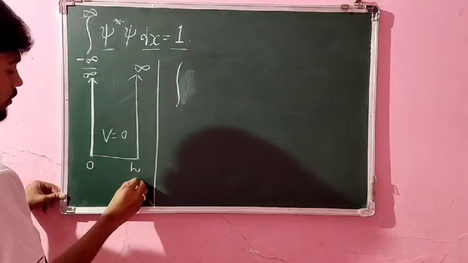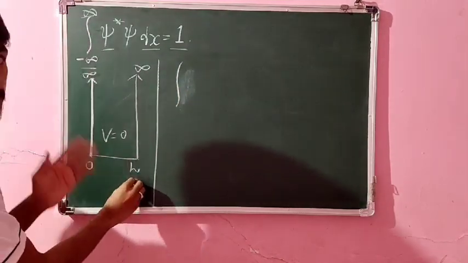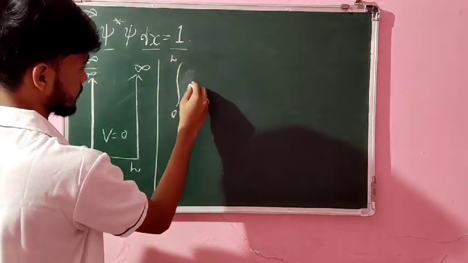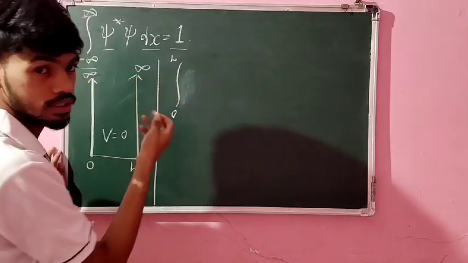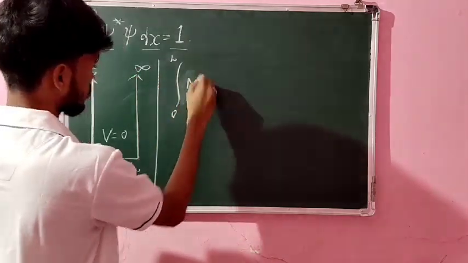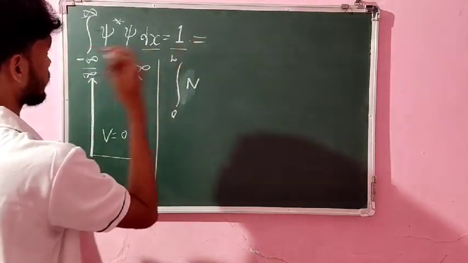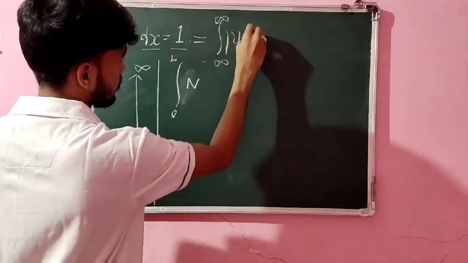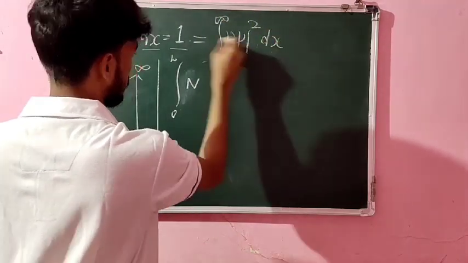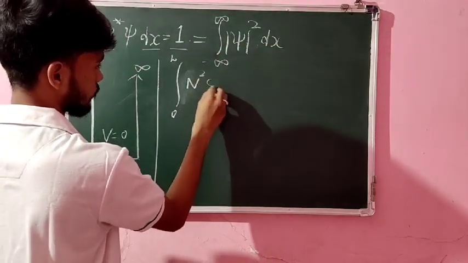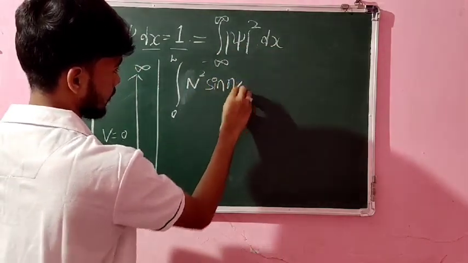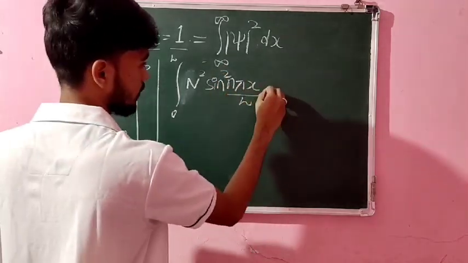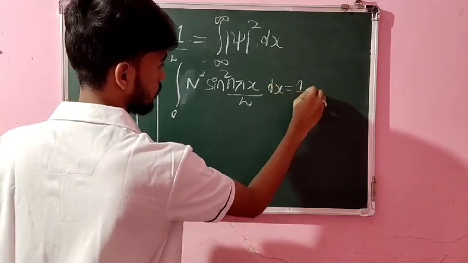So the limits are 0 to L. We should not take minus infinity to infinity here. Whenever the limits are not given, at that time you have to take minus infinity to plus infinity. Here it is 0 to L, and psi is only N sine n pi x by L. So psi star psi is there. This can also be written as the integral of mod psi square dx equals 1. Therefore N square sine square n pi x by L dx equals 1.